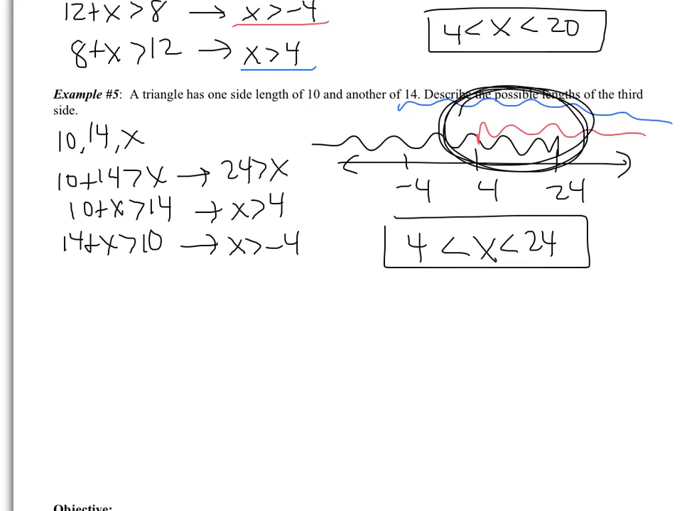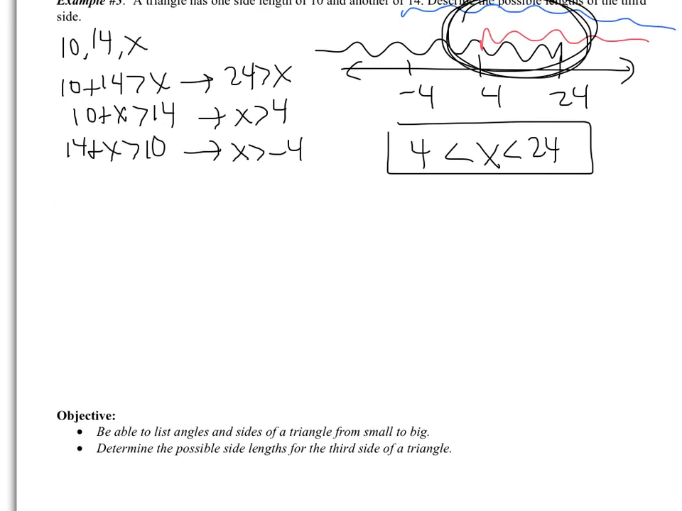So if we just take a quick look at our objectives, we listed sides and angles from smallest to largest or largest to smallest, just using the fact that the smallest side is located across from the smallest angle. And then we determined the possible side lengths for the third side. So that's the two examples that we just did.